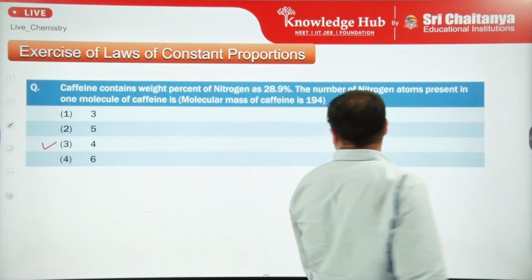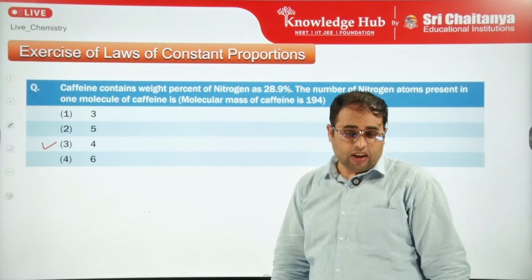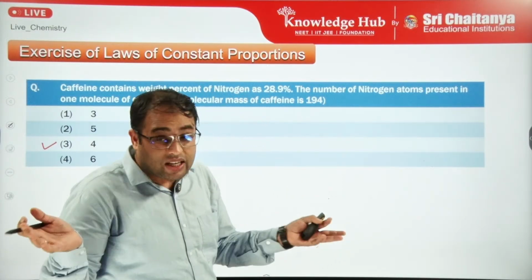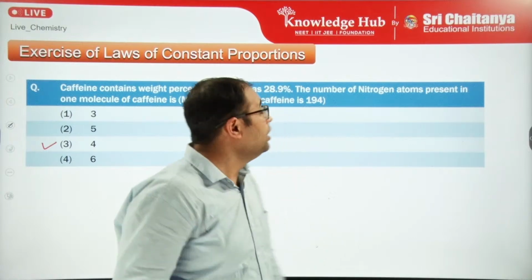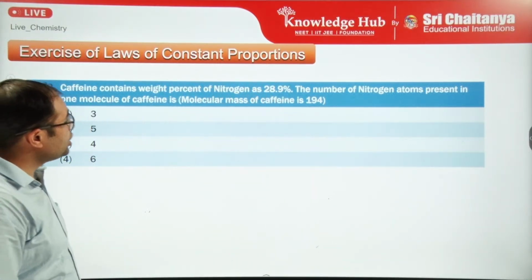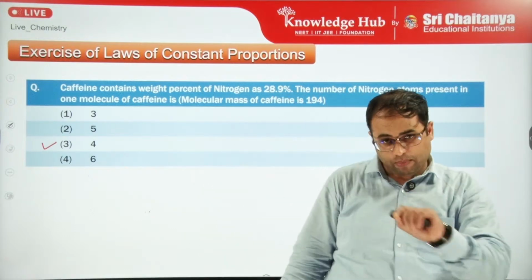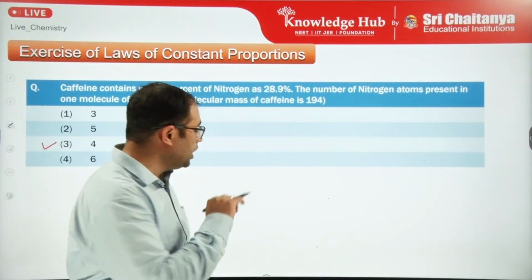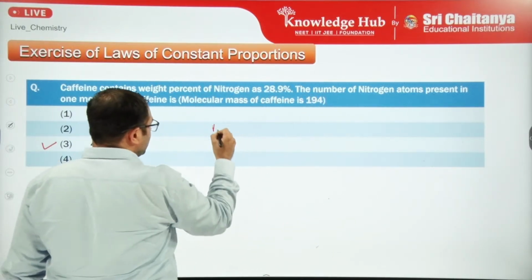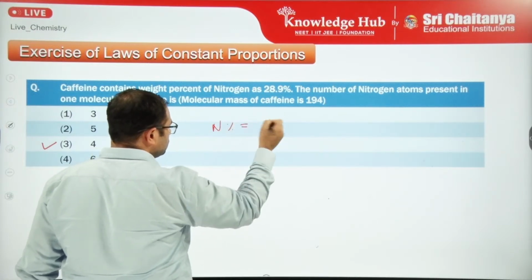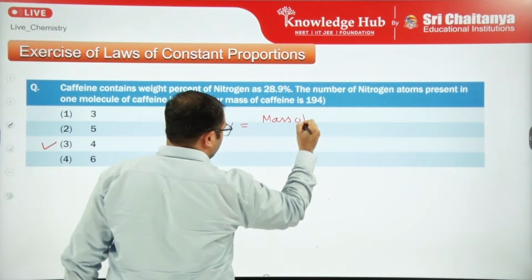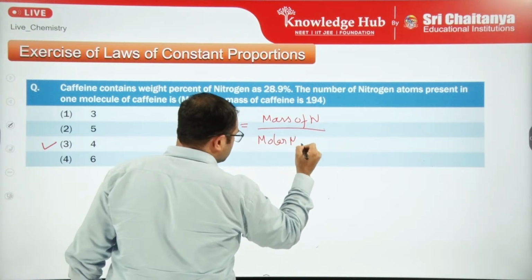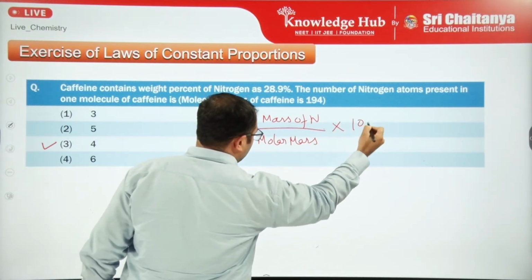Next question. Caffeine contains, yes, caffeine, the coffee which you drink, right? Every day, some people drink it in the morning, some people drink it to just ward off sleep. So the same caffeine contains a weight percentage of nitrogen as 28.9%. Remember, what was weight percentage? Think about it. Weight percentage of nitrogen should be equal to mass of nitrogen in the compound divided by molar mass of the compound multiplied by 100.